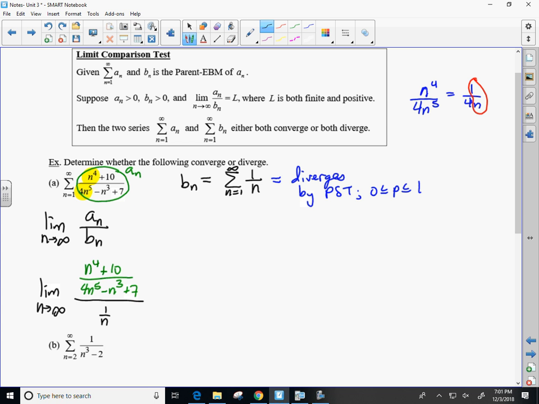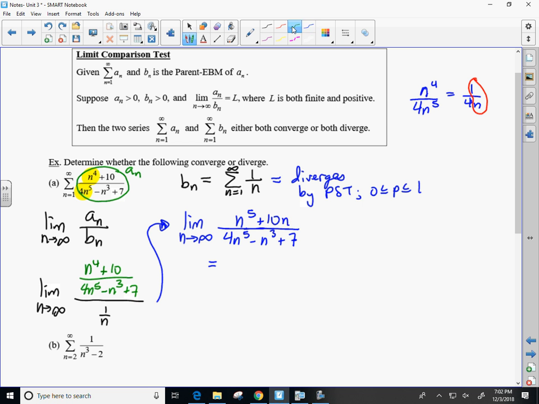All right, a little housekeeping. Keep, change, flip would be the same as multiplying through on the top with an n. All right, so this would be n to the 5th plus 10. And on the bottom it's going to stay as is, 4n to the 5th minus n to the 3rd plus 7. All right, say it again. Oh, I forgot to multiply the 10 by the n. Thank you.